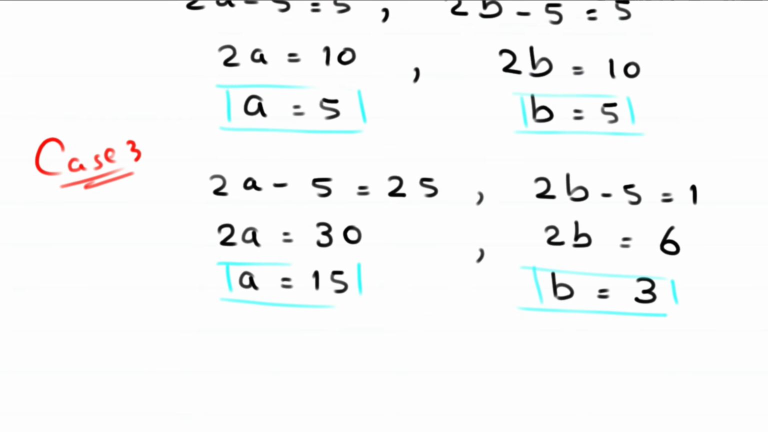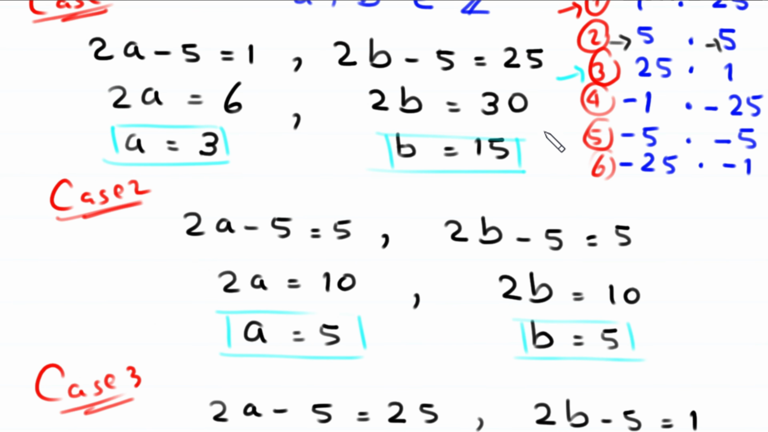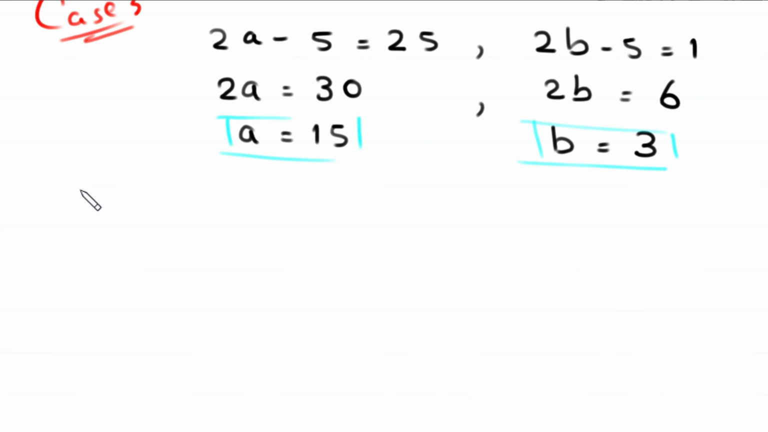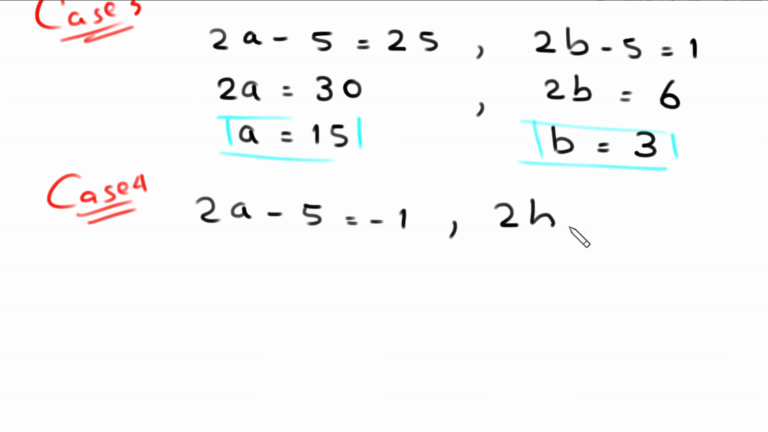Now we solve the case number 4. In case 4, we have negative 1 times negative 25. In the case number 4, we write first factor 2 times a minus 5 equal to negative 1, and we write second factor 2 times b minus 5 equal to negative 25.